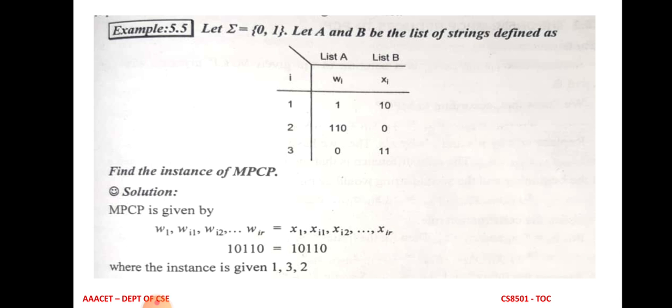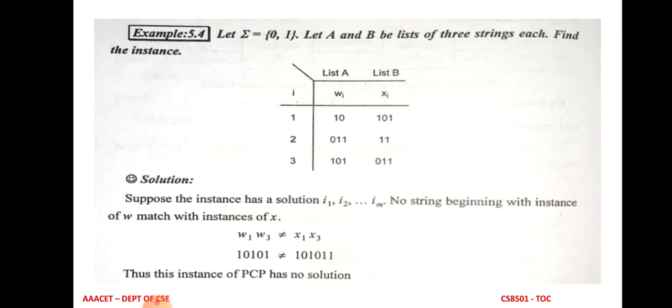So we have to find the instance of MPCP. Same concept, we have to equalize both lists Wi and Xi. We can put any order of that particular integer value, but the main difference is we have to start only with W1 and X1. So you can see that here they can equalize the value but start with W1. Here the result is 1, 3, 2, which means it will start with only 1.